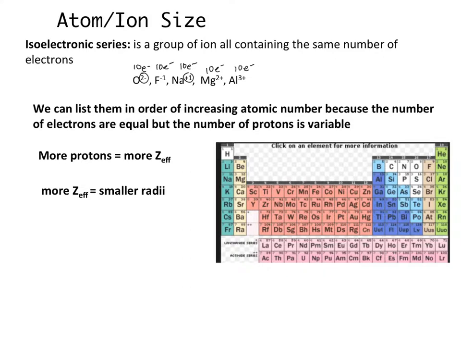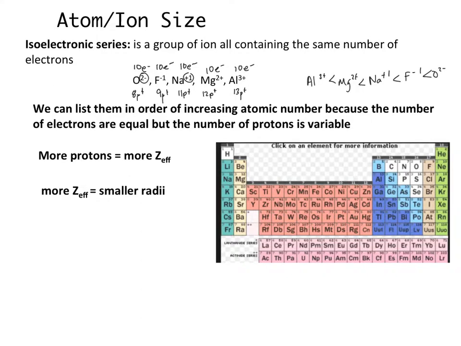So if we write out the number of protons in each of these ions, we can then analyze them from the perspective of attractive forces. If all of them have the same number of total electrons, the number of protons is going to directly impact the overall attractive forces. So the elements that have more protons are going to have more Z effective, and a bigger Z effective is going to mean a smaller atomic radius or ionic radius. And so what we end up with here is the following ranking for these particular ions.